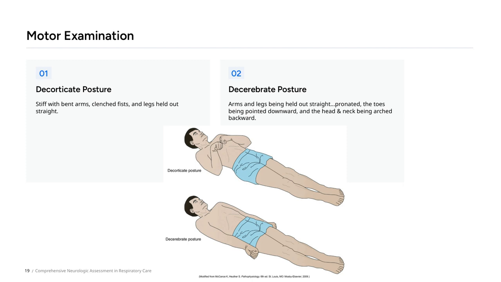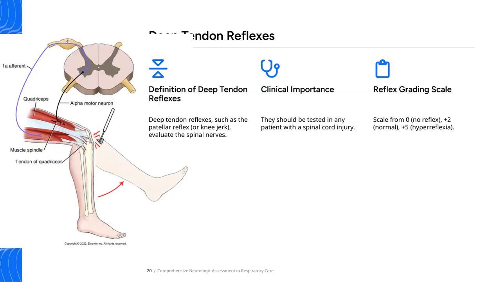tailor appropriate interventions. Let's take a closer look at deep tendon reflexes, which are a crucial part of a comprehensive neurologic assessment in respiratory care. On this slide, you'll see the reflex grading scale, which ranges from 0, meaning no reflex response, to +2, which is considered normal, and up to +5, indicating hyperreflexia. This scale helps us quantify the reflex responses and monitor neurological function effectively.